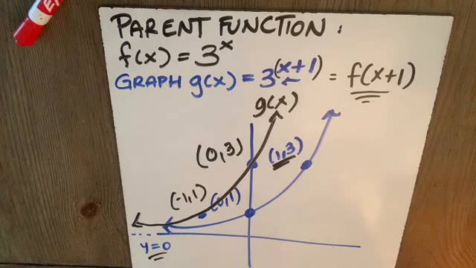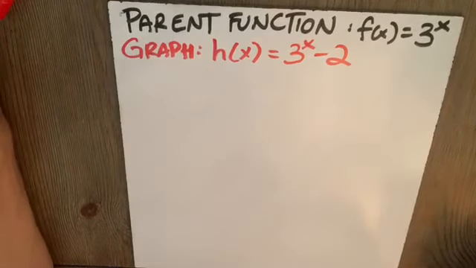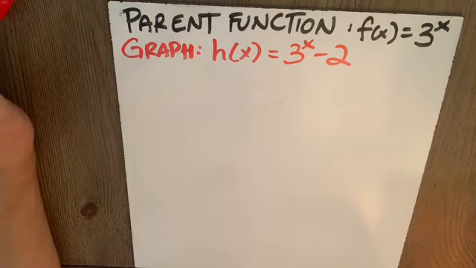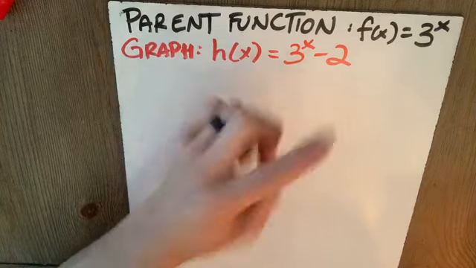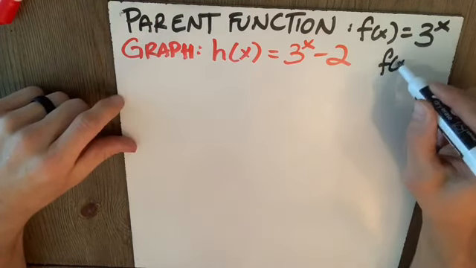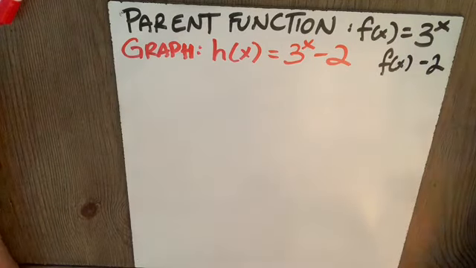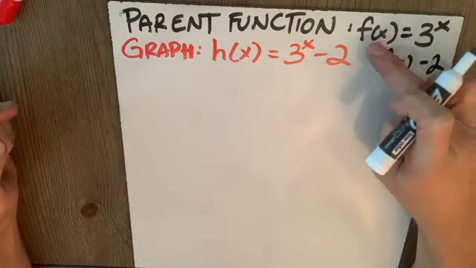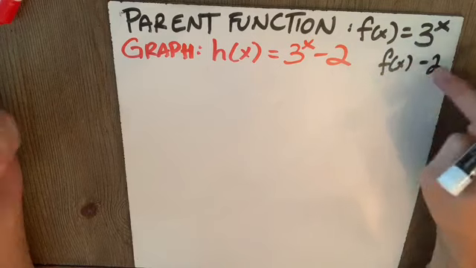I've done my job. Again, for the parent function 3 to the x, I'm asked to graph a transformed function, h of x equals 3 to the x minus 2. Now, when I give this to students, they have no problem. If I say to them, graph f of x minus 2, most freeze. These two mean the same thing. I can substitute in for f of x 3 to the x minus 2.